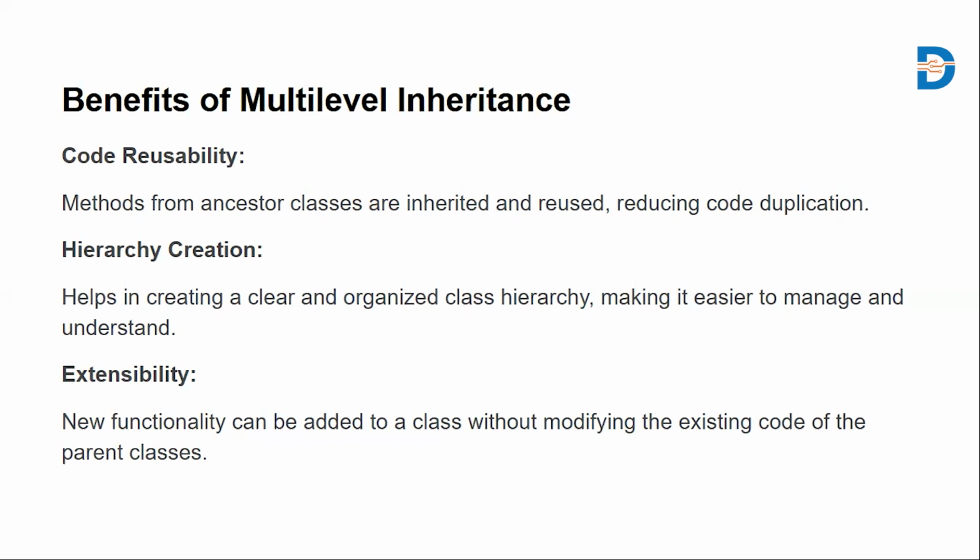The third one is extensibility. With multi-level inheritance, you can extend the functionality of a class without modifying the parent classes. If you want to add a new behavior to the Puppy class, you don't need to change anything in the Animal or Dog classes. You can just add new methods or override existing ones in the Puppy class. This makes the code flexible and easy to scale. You can keep adding new functionalities as needed.